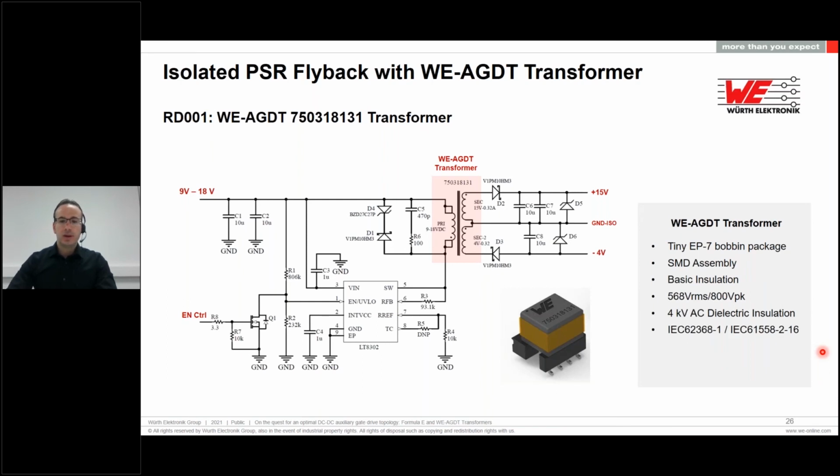It's compliant to the safety standards IEC 62368-1 and IEC 61558-2-16. It's AEC-Q200 qualified, and as mentioned, it features very low interwinding capacitance down to 7.5 picofarad for high common mode transient immunity.